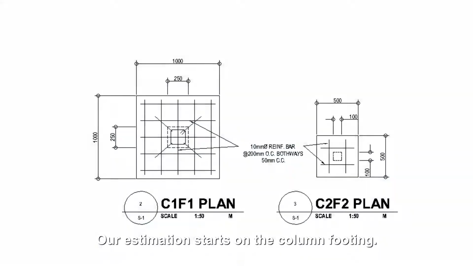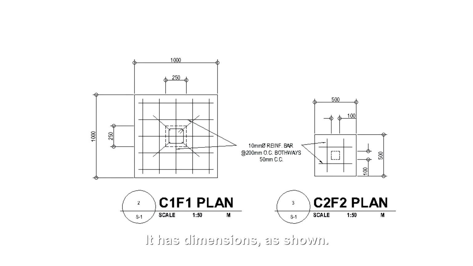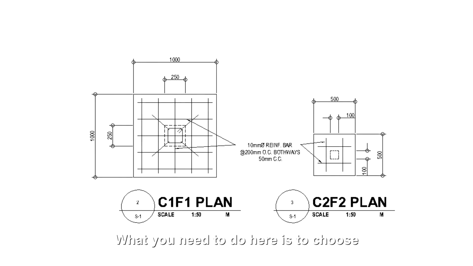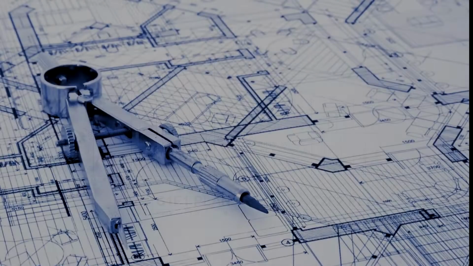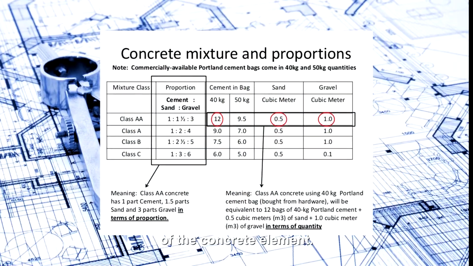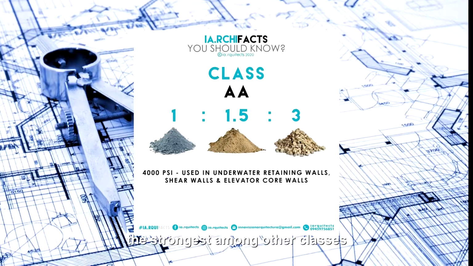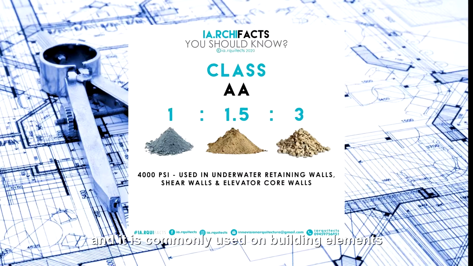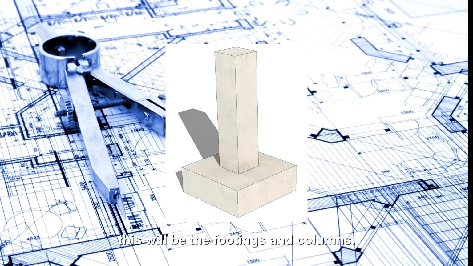Our estimation starts on the column footing. It has dimensions as shown. What you need to do here is to choose what concrete mixture you will be using. These concrete mix classes depend on the role of the concrete element. For example, Class AA is basically the strongest among the other classes, and it is commonly used on building elements that carry the most load. This will be the footings and columns.